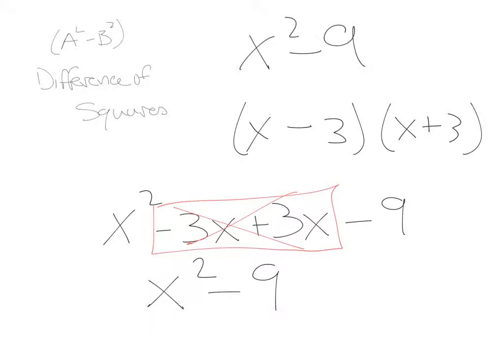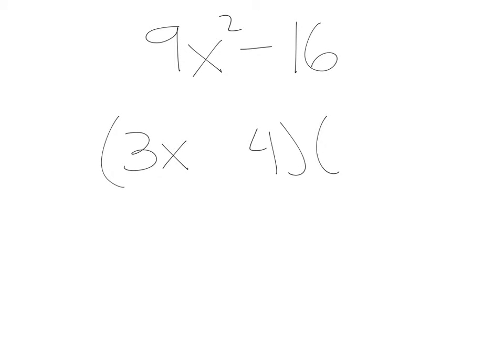Let me show you another example. Here we have 9x squared minus 16. So we again have perfect squares on both sides of our subtraction sign. So we want to find the square root of 9x squared, that's simply 3x, and the square root of 16, that's 4. And we set up 2 just like that. One's going to be minus, one's going to be plus. And there you factored difference of squares.